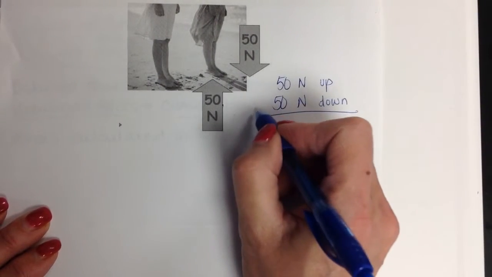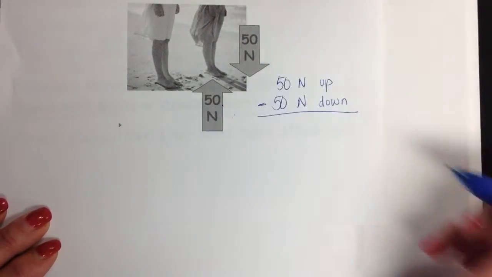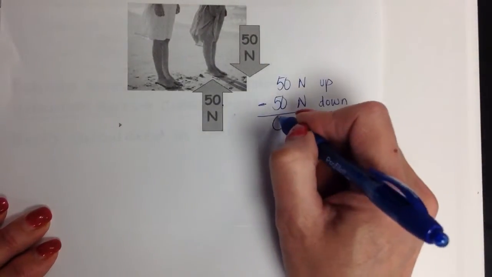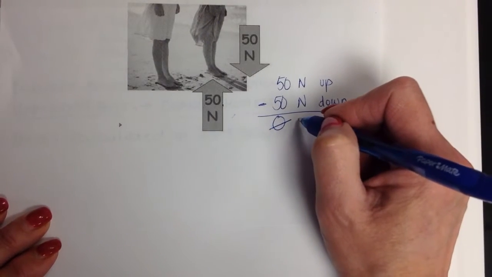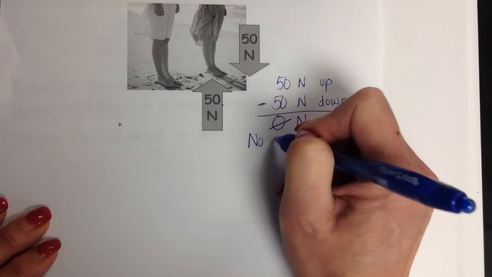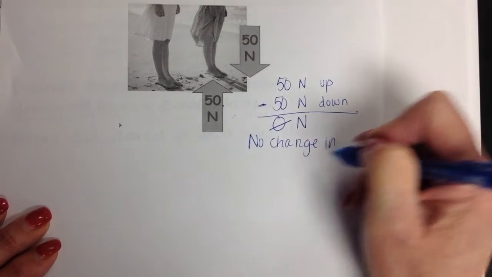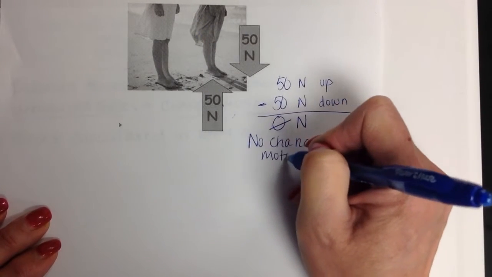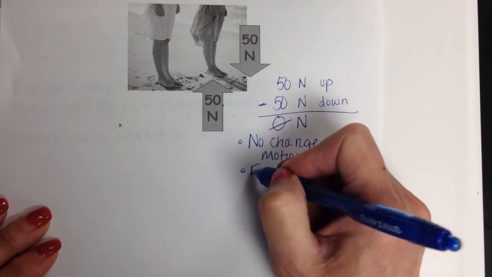So what is the net force? Since they're in opposite directions, I must subtract. So the net force ends up being 0 because 50 minus 50 is 0. So we have a net force of 0 newtons. There's no change in motion. And when there's no change in motion, the forces are, you got it, forces are balanced.